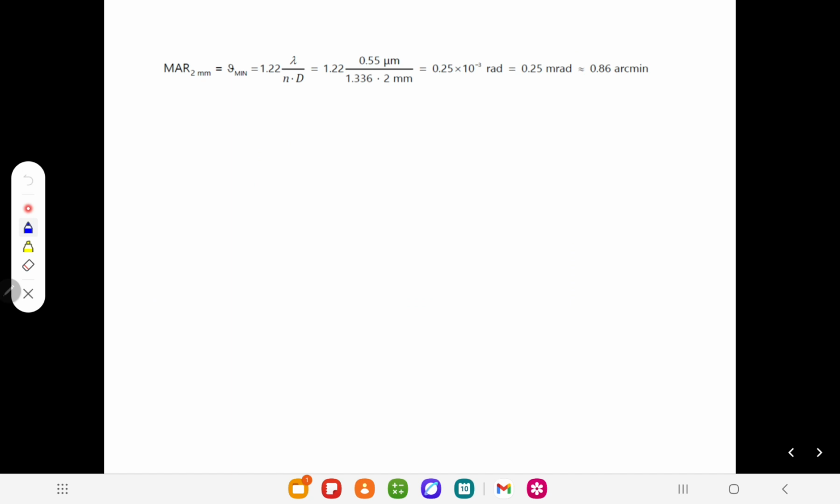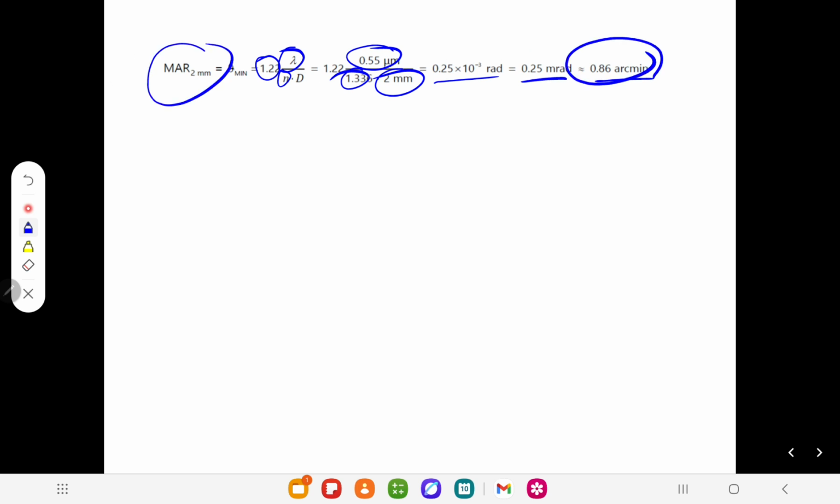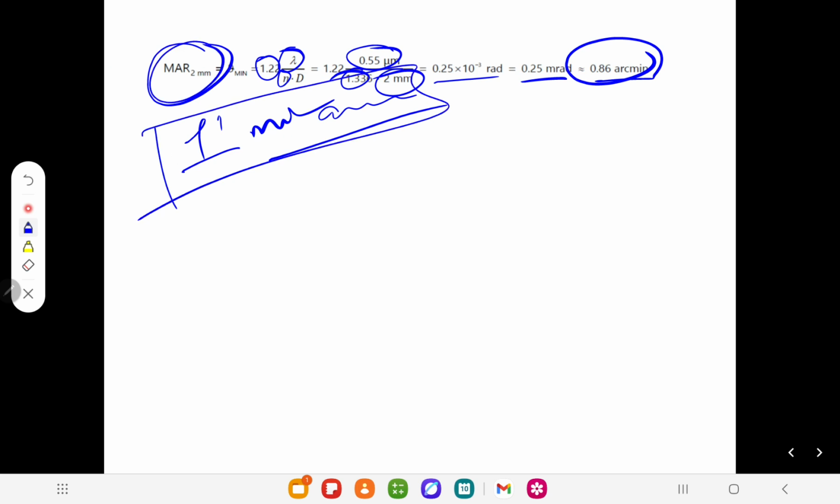So if you put everything, let's take an example. Lambda is 550 nanometer, which is peak sensitivity. Index is definitely 1.336, which is image space. And let's consider pupil is 2 mm. At that condition, we found minimum angle of resolution. Diffraction limit is 0.86 arc minute. That's why in a round figure we take 1 minute of arc, isn't it? 1 minute of arc is a resolution. So this minimum angle of resolution is gained by the diffraction limited formula, which is another way we can call Rayleigh's criteria.